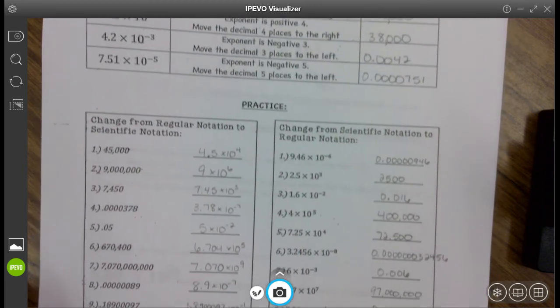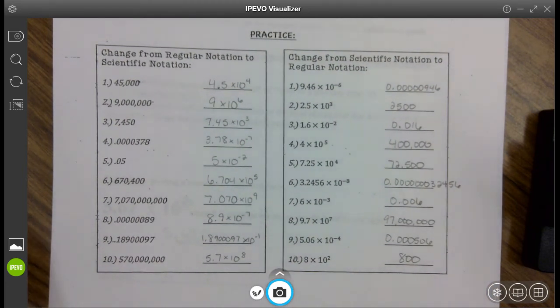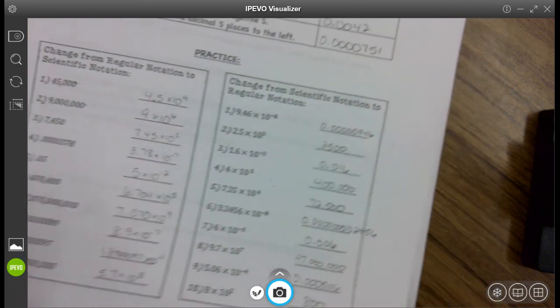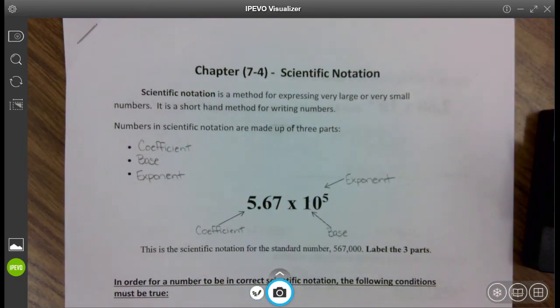If you look at the bottom of the page, we just have more practice. And the more practice, the better. So you can go ahead and pause this video again and work on your own. Once you are done, you can check back into the video and see if you got the correct answers. And that is all for Chapter 7-4, Scientific Notation.